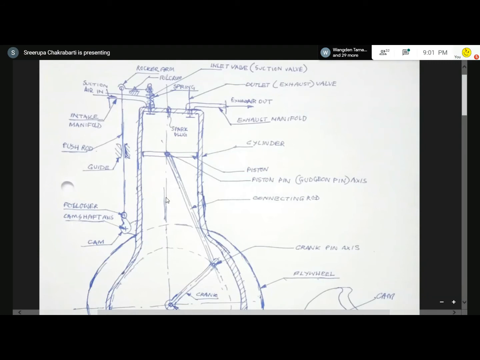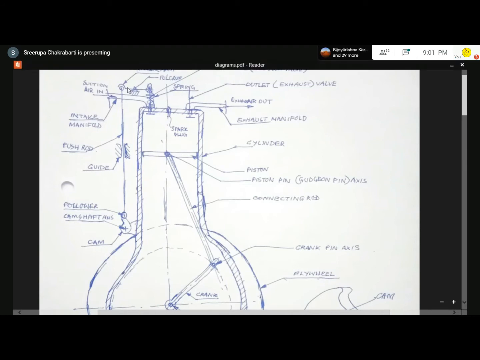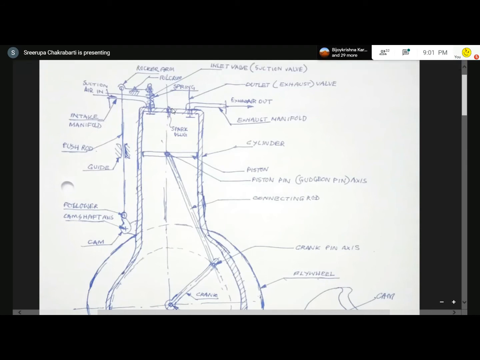For that suction, some work is required. Who will supply that? That will be supplied by the flywheel. Once again, the power requirement for the exhaust is supplied by the flywheel, and the power requirement for the suction is supplied by the flywheel. Then after suction is completed, this suction valve becomes closed. The delivery valve is also closed. So the gas which is entrapped between the cylinder head and the piston is a closed volume of gas.